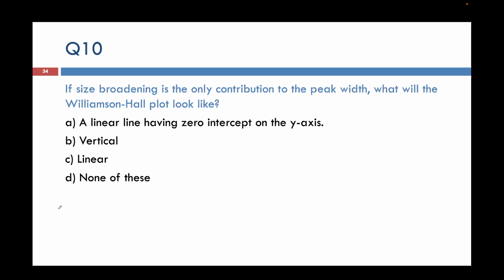Sir, D, sir. Which one? D, sir, none of the above. Okay, yes, correct. That is the answer.